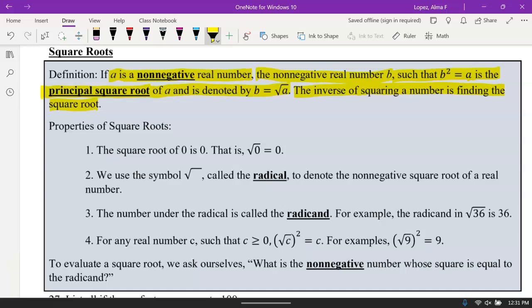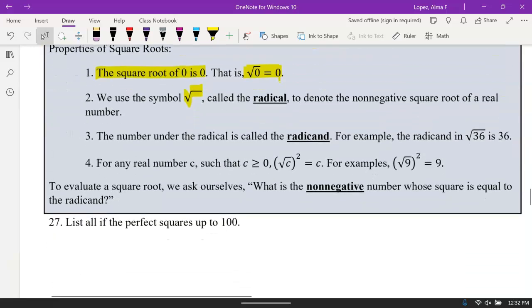Some properties of square roots are that the square root of 0 is 0. That looks like this. The square root of 0 is 0. When we use the symbol, and it's called a radical, that's how we show a square root. The number underneath the radical is called the radicand. For example, the radicand in this term is 36. So the number underneath the radical is called the radicand.